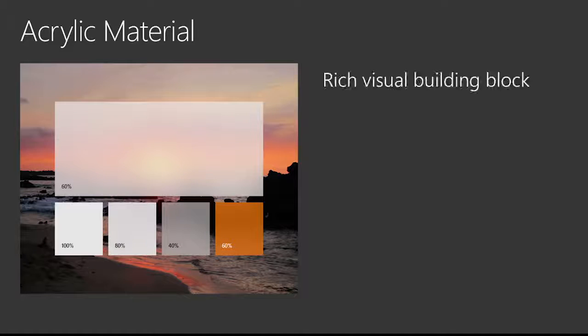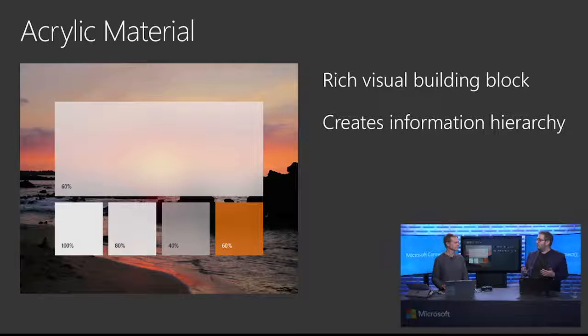And the first one we're introducing is acrylic material. It's this rich visual building block, and it really helps you create information hierarchy. A lot of sophisticated business apps have a lot of panes of UI, a lot of layers of UI to them, and sometimes it's hard to figure out how you let people focus on what's important in the app design. Acrylic material is one of the tools you can use to create that visual focus so people's attention is drawn into what's important at that time.